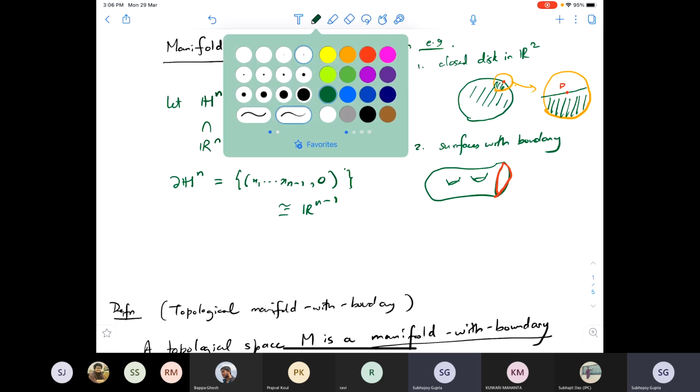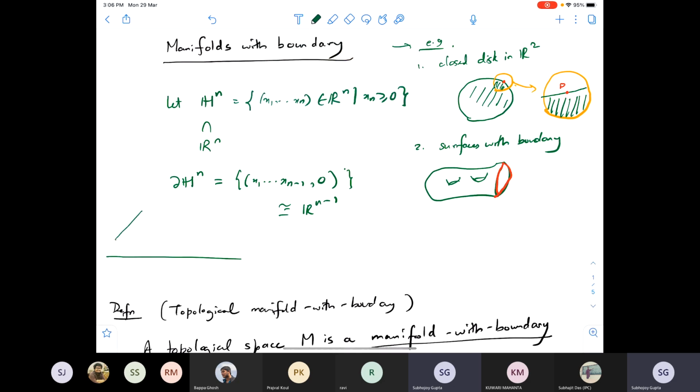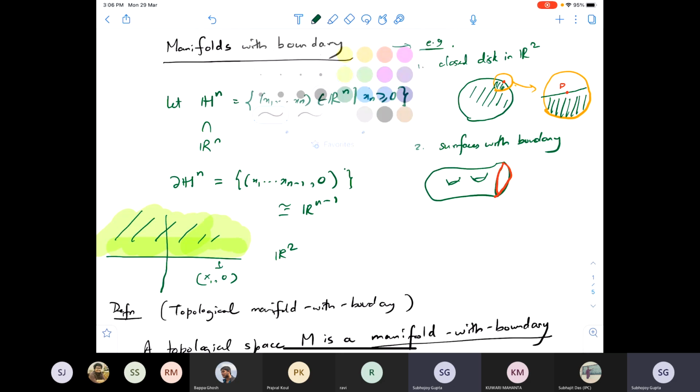Well, I should have drawn some picture. Let's draw the half plane case of R2. So this is the line x1 comma 0. And this shaded region here, I should shade it in green, is this half plane, this half space. This is the case n equal to 2, right?